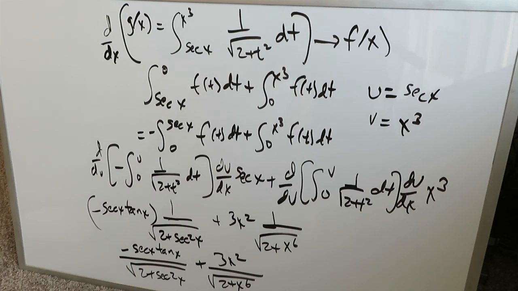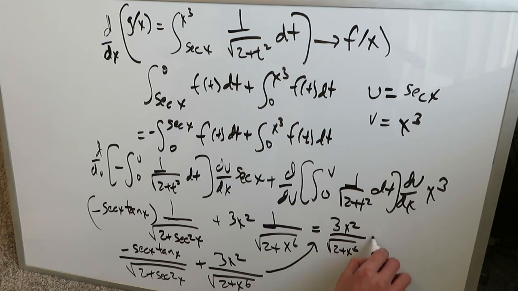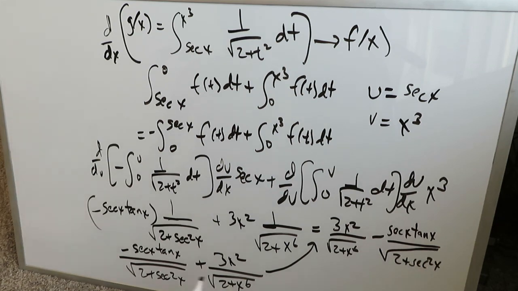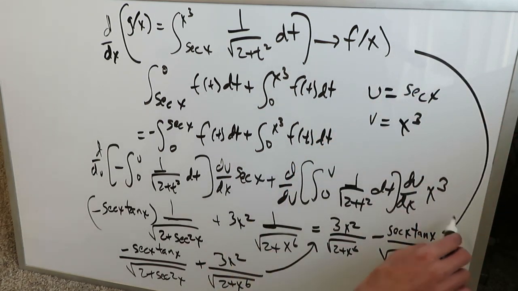That's just as fine. Perhaps it would be a better answer, and we can put it right over here in the best format. The original function would be this. I'm going to rewrite everything in a more acceptable format: 3x squared over square root of 2 plus x to the 6th, minus secant x tan x over square root of 2 plus secant squared x. This right here represents my original function.